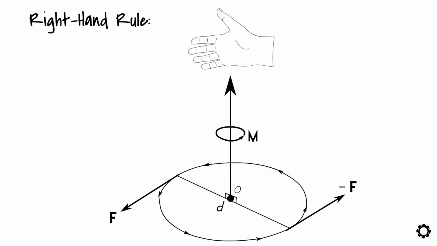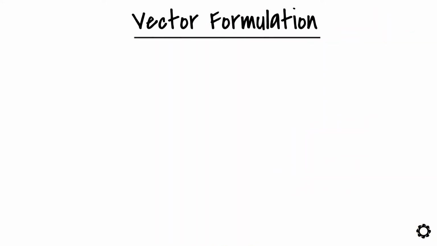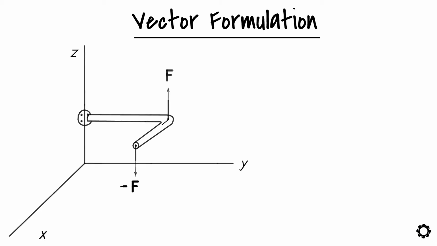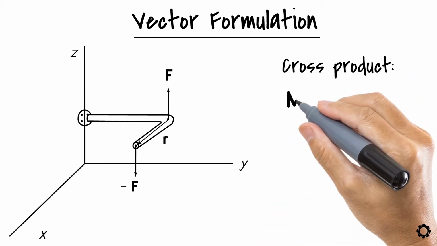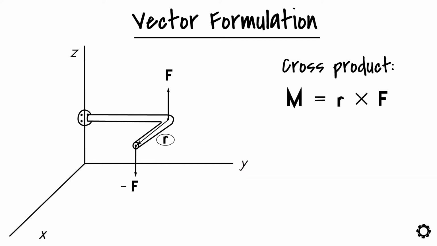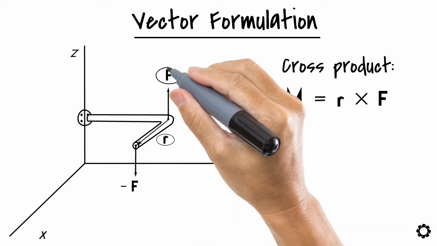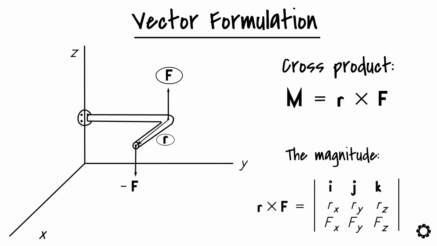Like in the case of the moment of a force, we can also use vector formulation for the moment of a couple when we are dealing with complex problems. In vector formulation, the moment of a couple can be described using cross product as follows. M equals r cross F, where r is the position vector directed between forces and the force vector F is one of the forces of the force couple. To determine the magnitude of the moment, we would typically use Cartesian vector formulation and then solve the equation by using the familiar determinant solving method.